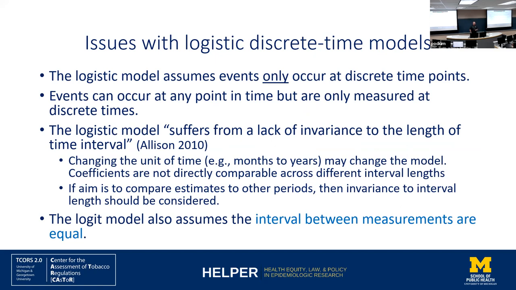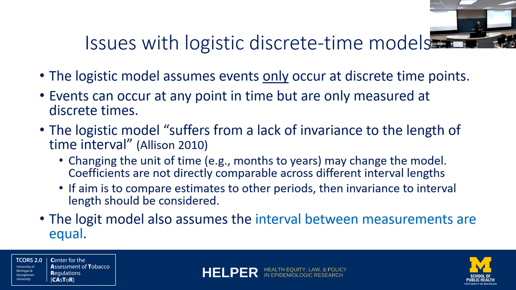The logistic model suffers from a lack of invariance due to the length of the time interval. Conceptually, this means that if we change the unit of time, say from months to years or vice versa, and we have a lot of data, it may make substantive changes to the model. Coefficients are not directly comparable across different interval lengths. If the aim is to compare estimates to other periods, then invariance to interval length should be considered.